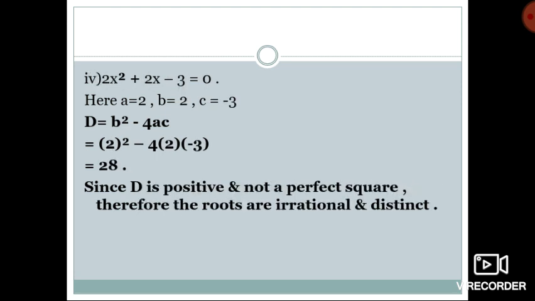In the next example, 2x squared plus x minus 3 equal to 0. In this, clearly you know that A is equal to 2, B is equal to 1, C is equal to minus 3. Straight away you apply the values of A, B, C. You are getting the discriminant as 28. It is very clear it's a positive value. And if it is positive, I told you to check whether it's a perfect square or not. Clearly we know that 28 is not a perfect square. So now you can write the roots are irrational and distinct. Next example.